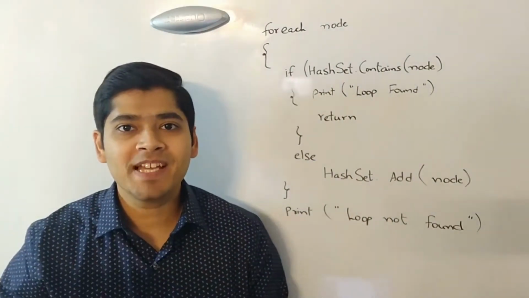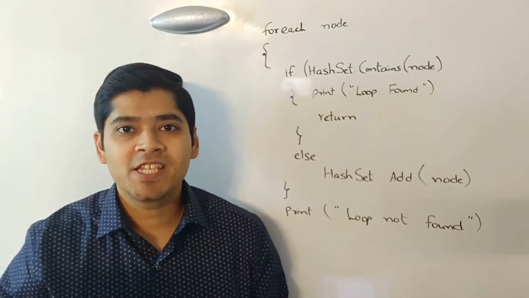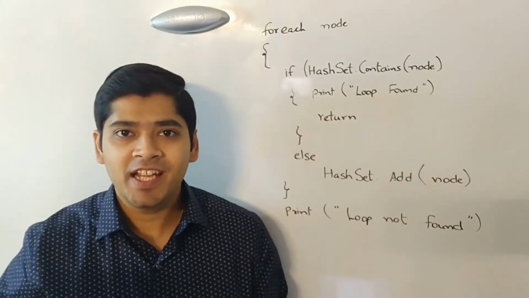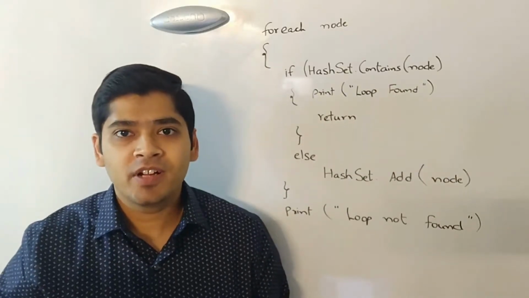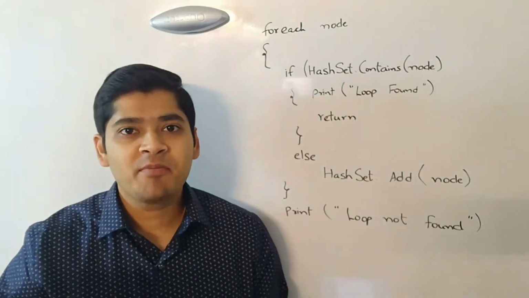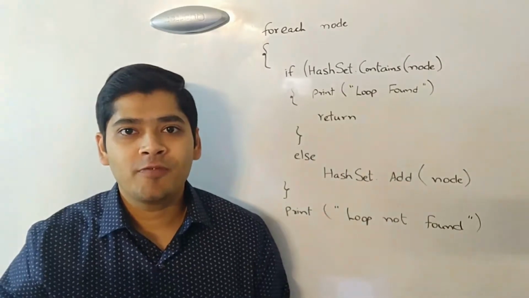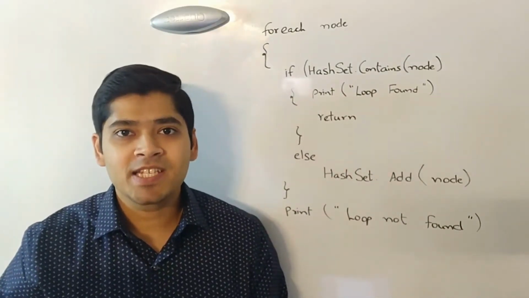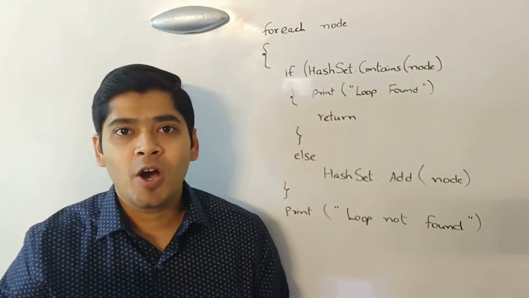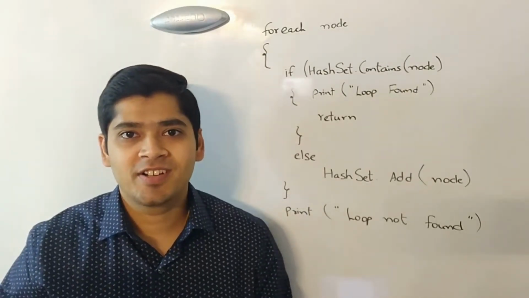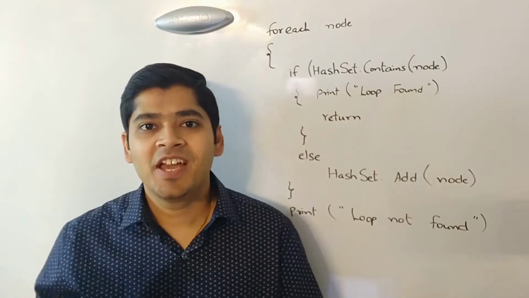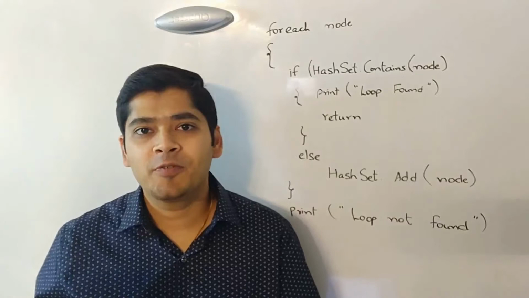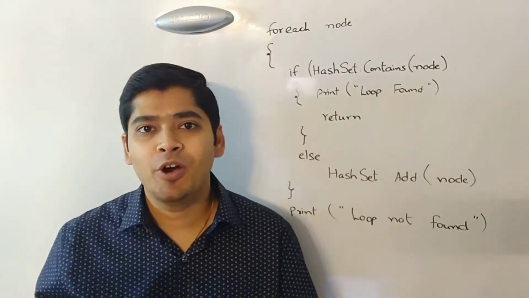The runtime complexity of this solution is O(n), where n is the number of nodes in the linked list. However, there is also a space complexity of O(n), where n is again the number of nodes in the linked list, because of the usage of the hash set data structure. As you can imagine, this might not be the best solution either because of the space complexity of O(n).